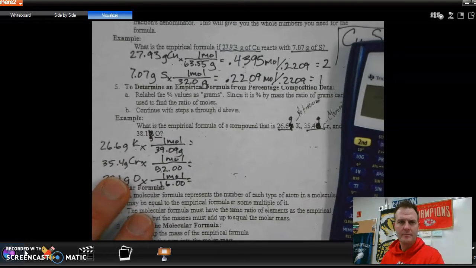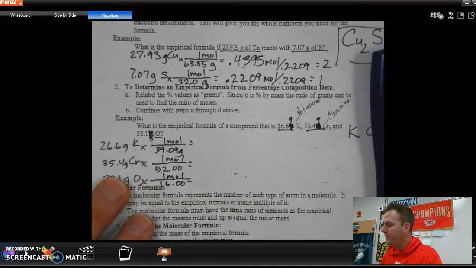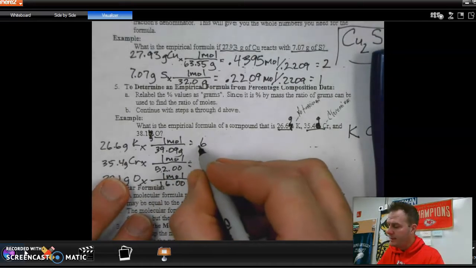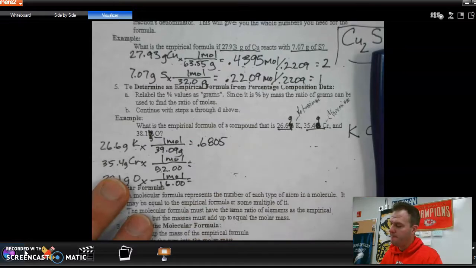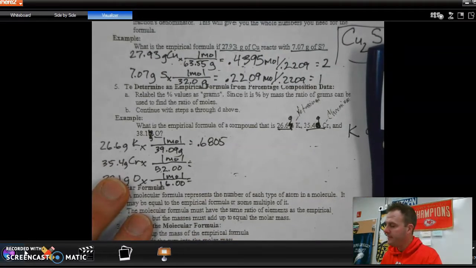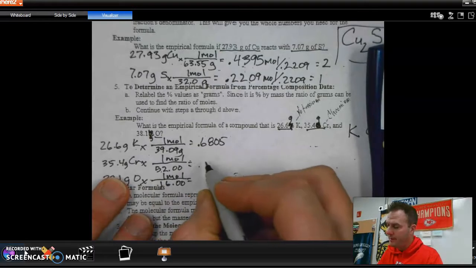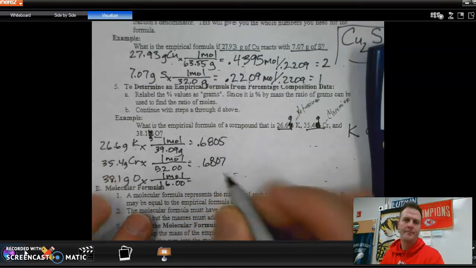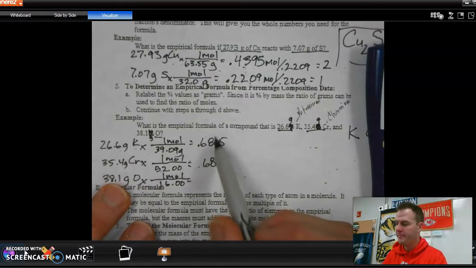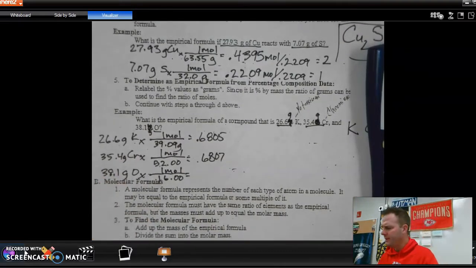26.6 divided by 39.09 gives you 0.6805. Okay? And then the next one, 35.4 divided by 52, gives you 0.6807. Look at those two. Pretty close, but which one's the lower? This one, but there's still going to be one. You can already see it kind of forming together.